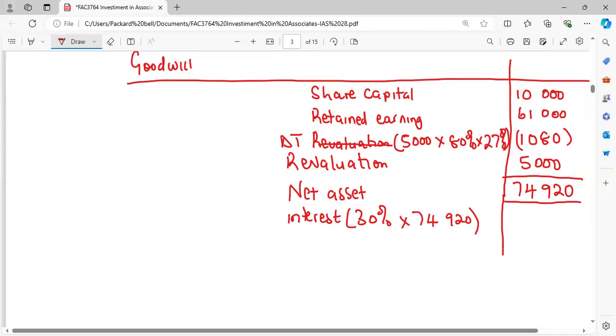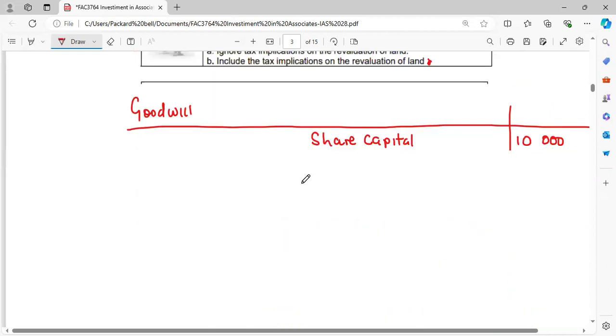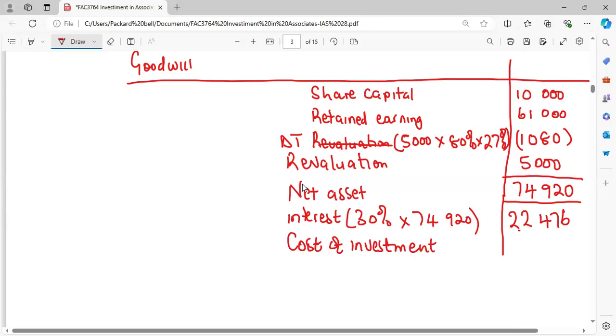How much are we going to have? We just multiply by 30%. So this is going to be 22,476. That's the interest, which means this is the value of equity which was purchased. Then when you have the value of equity, you look at the cost of the investment. The cost of the investment in our question is 24,000.